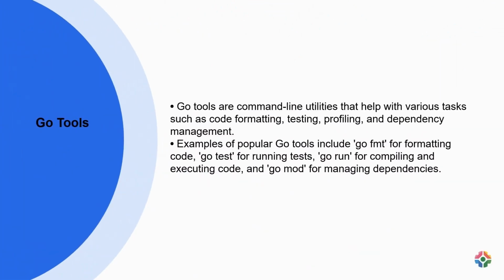Go tools are essential command-line utilities in Go programming for tasks like code formatting, testing, profiling, and dependency management. A few widely used Go tools are Go FMT for code formatting, Go Test for running tests, Go Run for compiling and executing code, and Go Mod for handling dependencies. These tools streamline development processes and enhance code quality in Go projects.